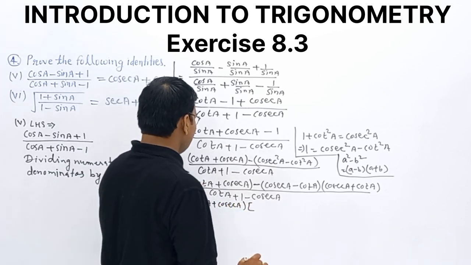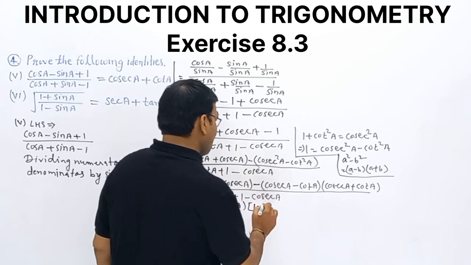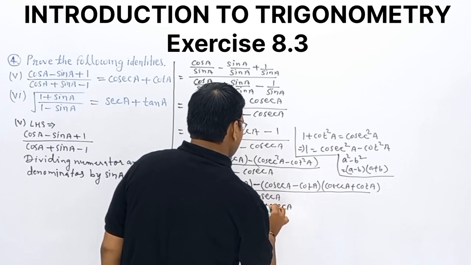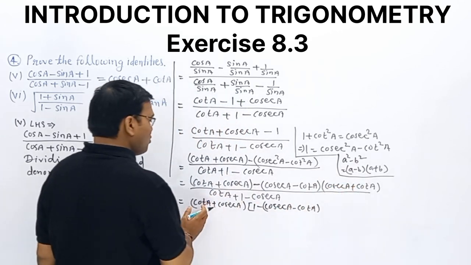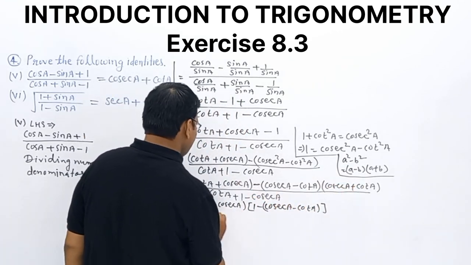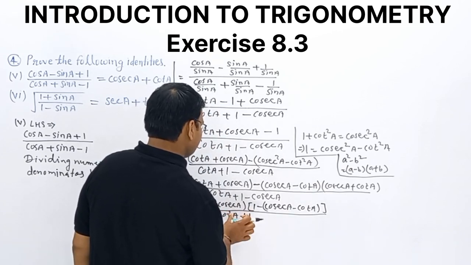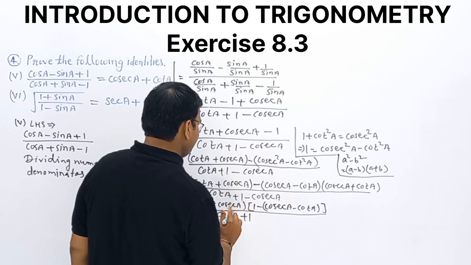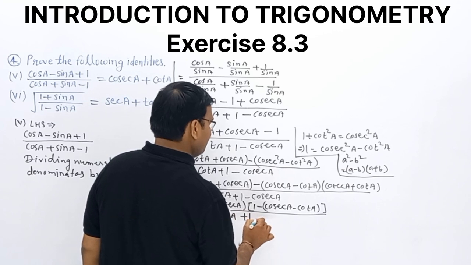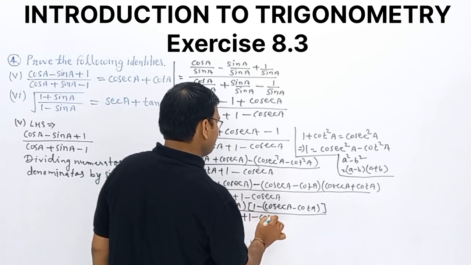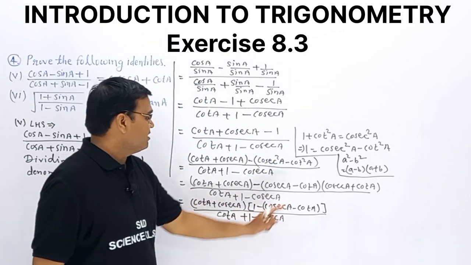Then what is the remaining? Once we take it outside, there will be only one minus cosec A minus cot A. This bracket is remaining. This bracket we are taking as a common outside, divided by the denominator part. What is the denominator part we are having? Cot A plus 1 minus cosec A. Clear? Observe. Now solve this bracket.